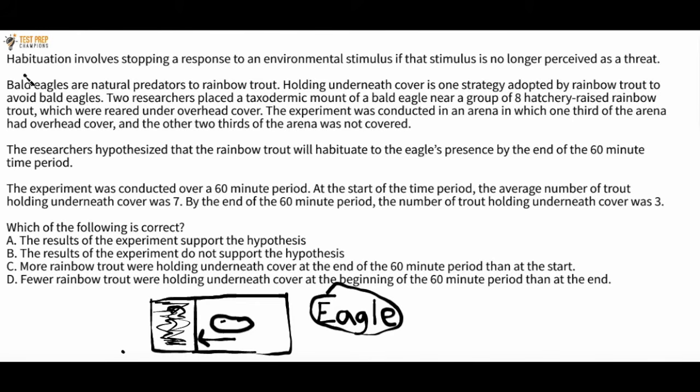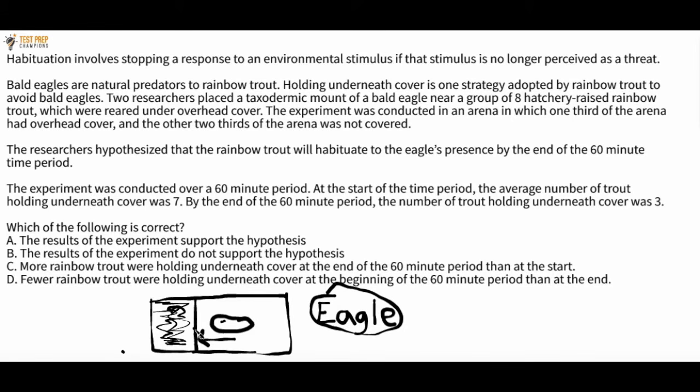It's stopping a response to an environmental stimulus if it's no longer perceived as a threat. So they see the eagle, they go underneath the cover, they realize, hey, the eagle's not a threat, so they stop going underneath the cover, at least not as much. All right, and so the hypothesis here, the hypothesis is really just another big fancy word for an educated guess. So the researchers, before they did the actual experiment, made the guess that the rainbow trout will habituate to the eagle's presence by the end of the 60-minute period.